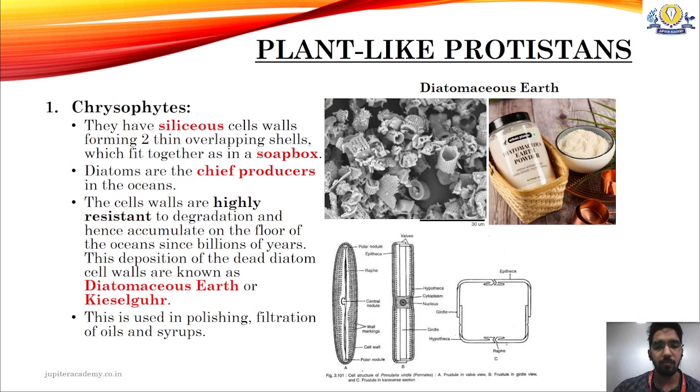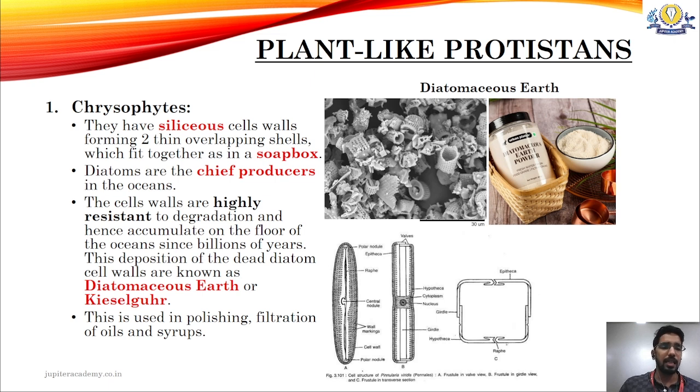The cell walls of these chrysophytes are siliceous, meaning made up of silica, and they overlap each other, as shown in this diagram. They overlap each other like a soap box. Diatoms, since they are planktons, are also known as the chief producers in the oceans, ecologically.